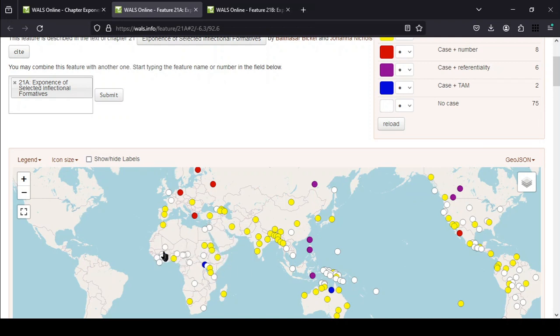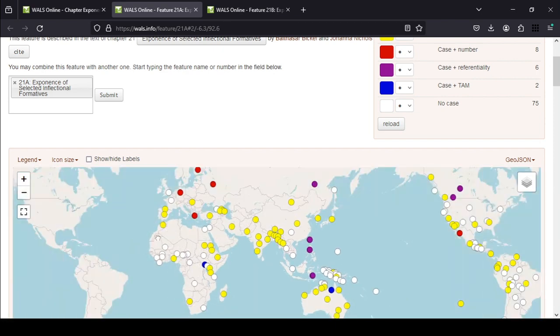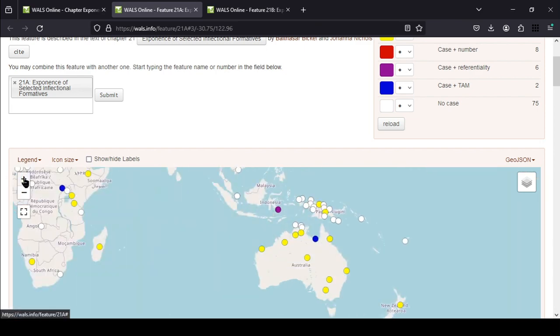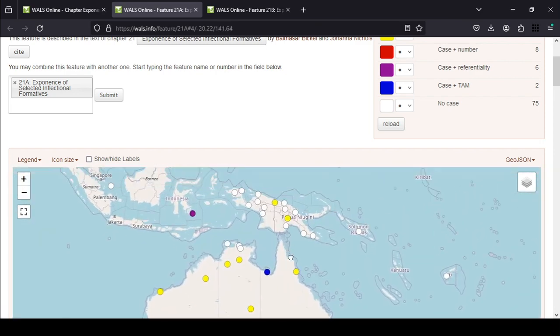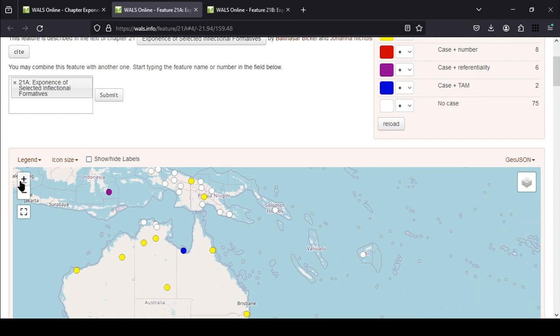Not many cases right where Niger is, like the Niger River, and Mali. I think that's, is that Mali? Yeah, it is. Lots of cases in Australia. I didn't even look at this part. See, there's a lot of cases in Australia, but a lot of these Papua New Guinea languages are caseless. Solomon Islands caseless. I think that's Haiti is caseless.